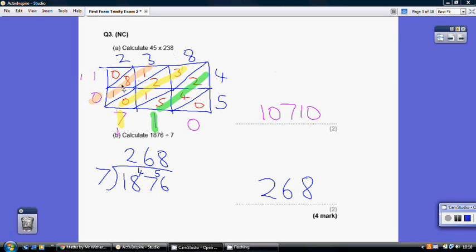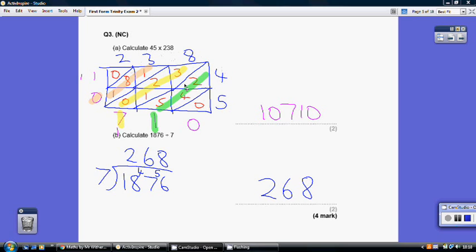So I would seriously recommend you have a grid method. This is the grid method we recommend at King's. It's the Chinese method, the lattice method. So we set it up like this. We've got our 45, so our 4 and a 5, multiplied by 238, and then what you do, you put in these diagonal lines into your grid.